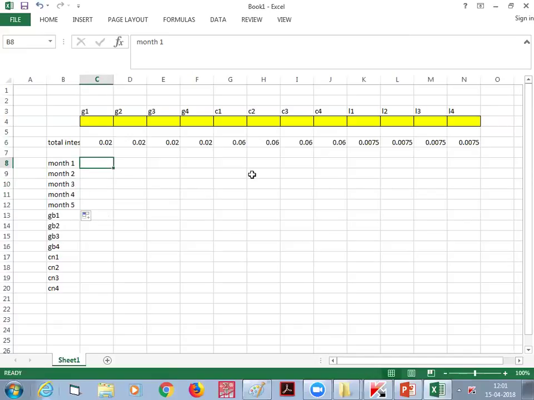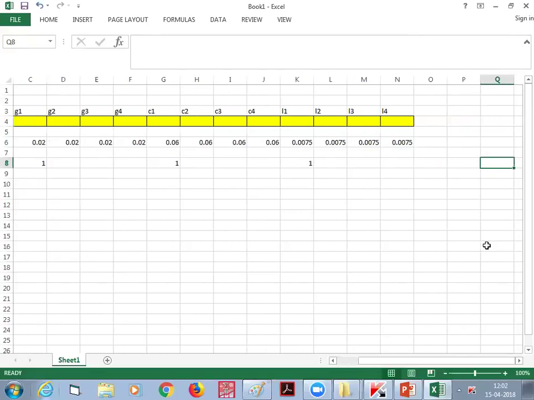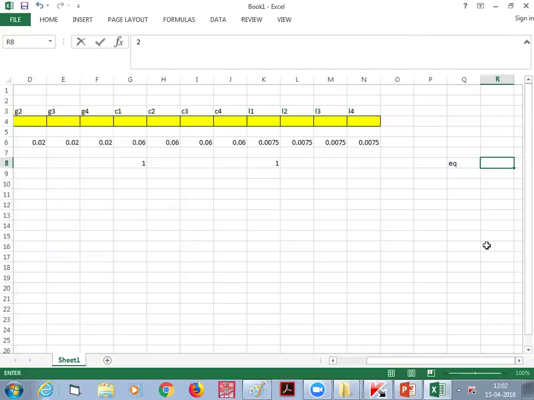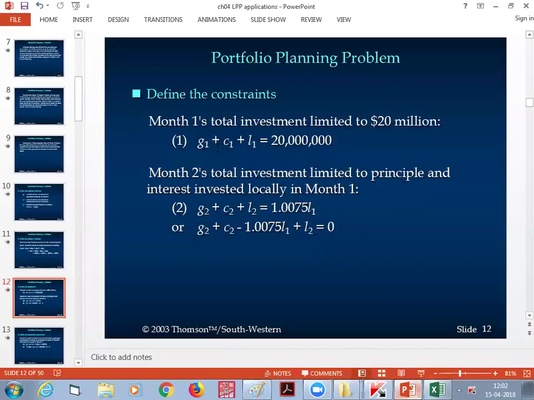So month 1, we have G1, C1, and L1 equal to how much? 20 million. Yes, that's the first constraint, right? G1, C1, L1 equal to 20 million. Now, in the next one, G2, C2, L2 minus 1.0075 L1 is equal to 0.